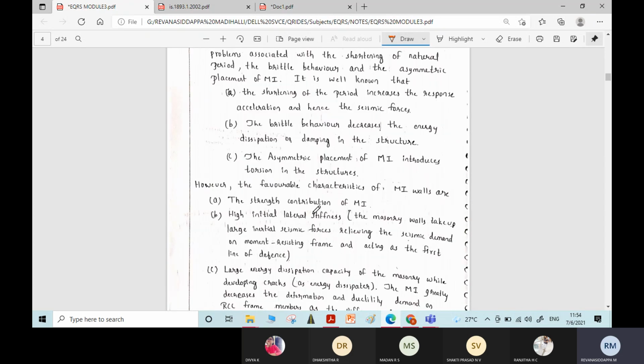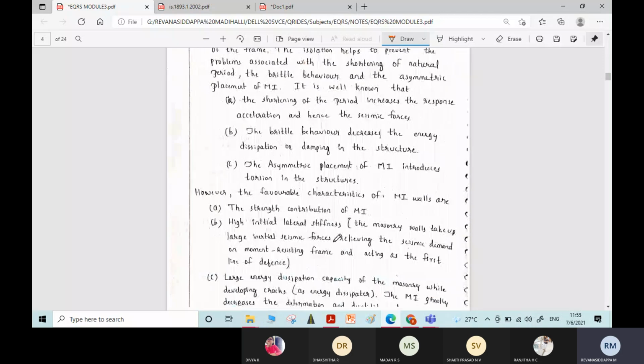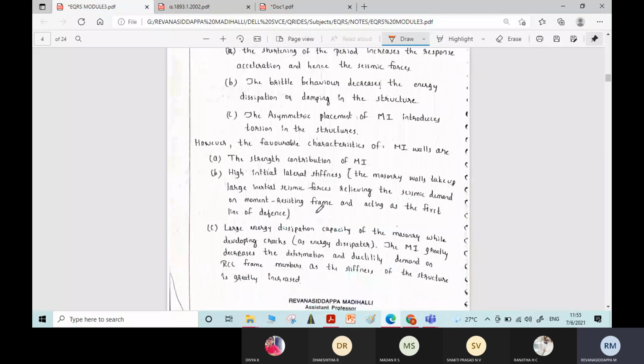So these are all some disadvantages of the masonry infill, and there are some favorable characteristics of masonry infill walls, means some advantages of masonry infill walls. The first one is strength contribution. The strength of the building will increase with respect to the gravity loads.